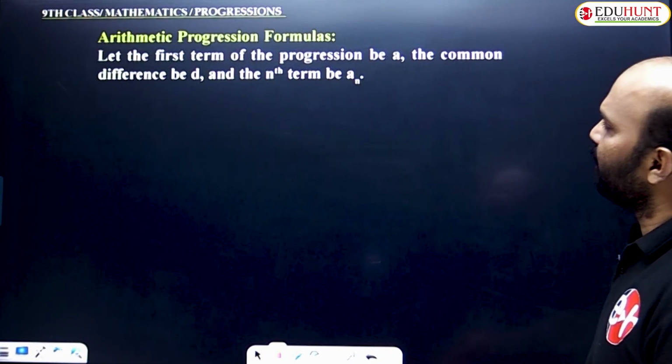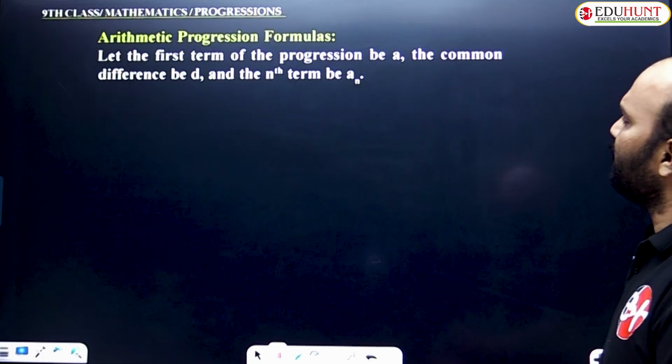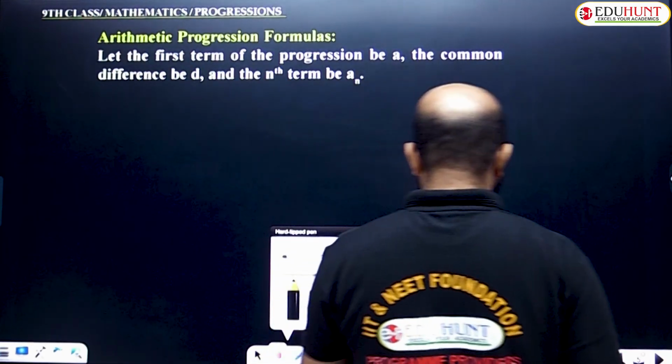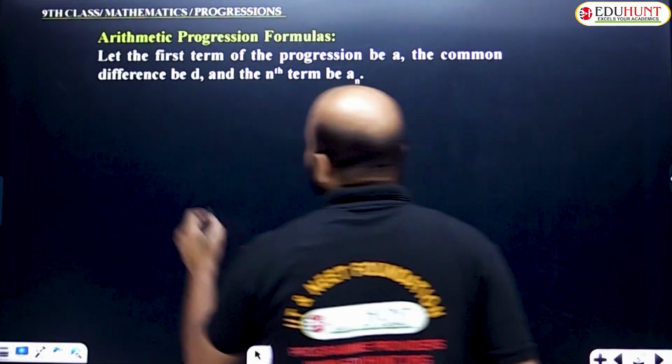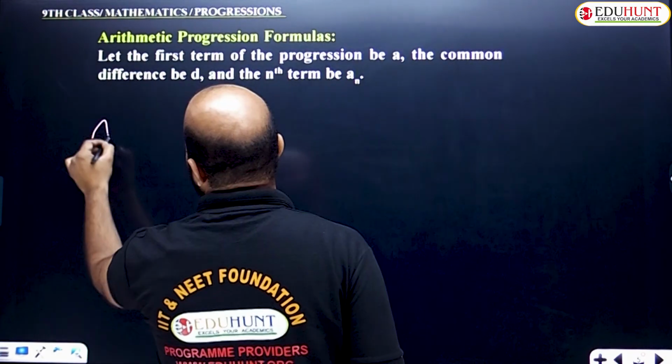So next one, arithmetic progression formulas. Clearly, let the first term of the progression be A, the common difference be D, and the nth term be An. So clearly we need to notice that. So what is the arithmetic progression? If common ratio, common difference. So what is the definition of AP? Clearly we need to understand.